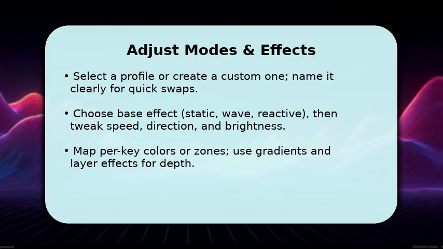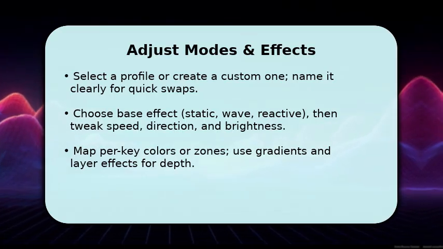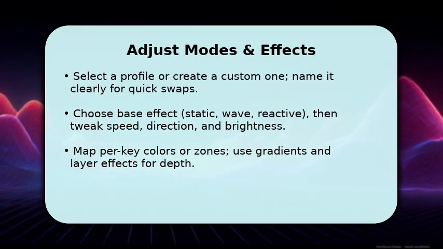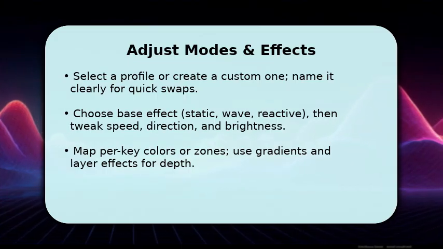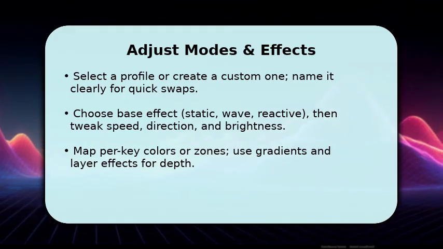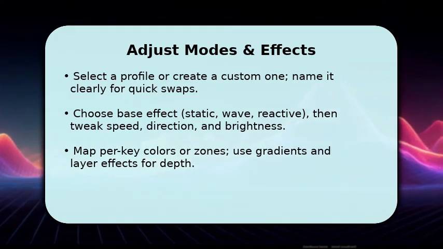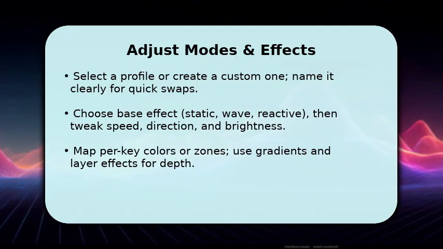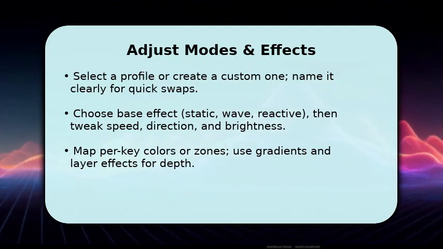Next, pick a lighting mode: static, wave, reactive, and then adjust speed, direction, and global brightness to control motion and intensity. Once that's set, assign colors to zones or individual keys so important bindings stand out. This is why per-key mapping matters for visibility and performance.